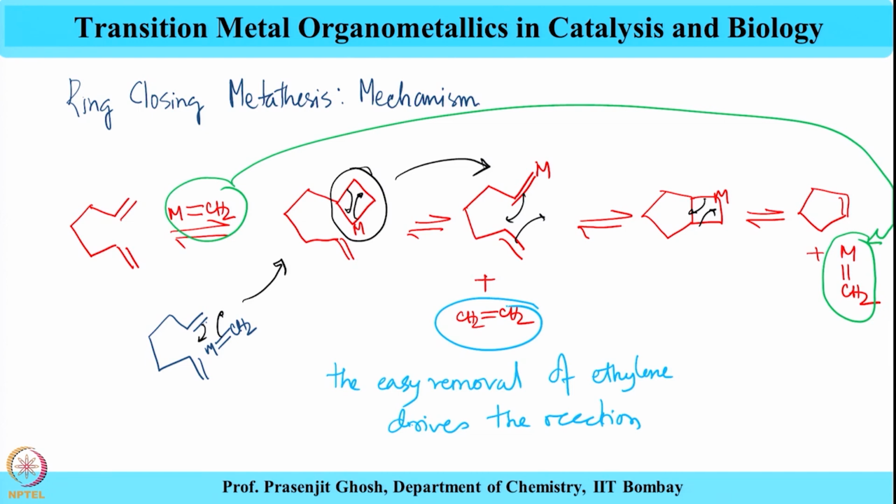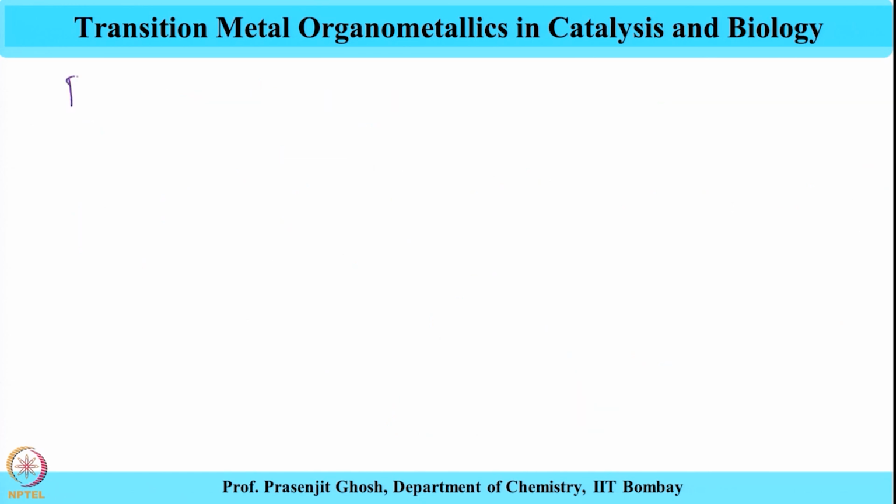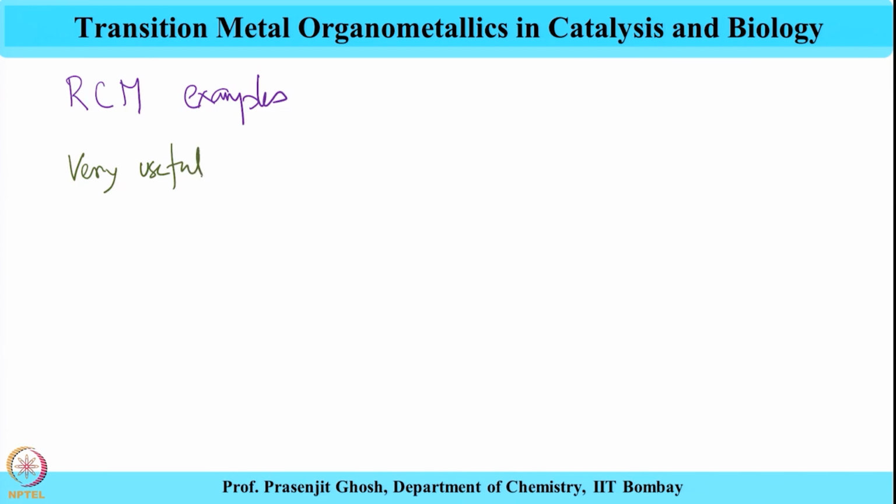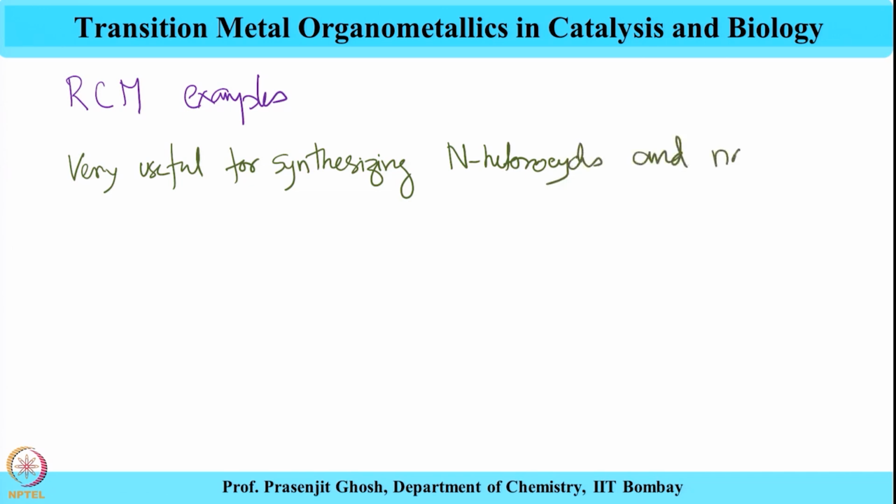So, we are going to take a look at some more applications in terms of examples that have been used for demonstrating the power of ring closing metathesis. Examples. And this method is very useful for synthesizing nitrogen based heterocycles and natural products.